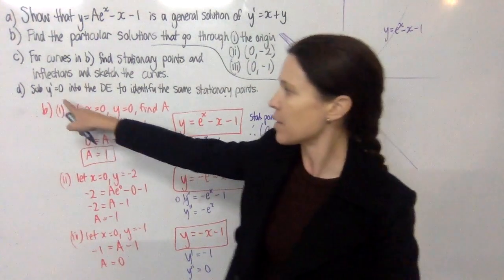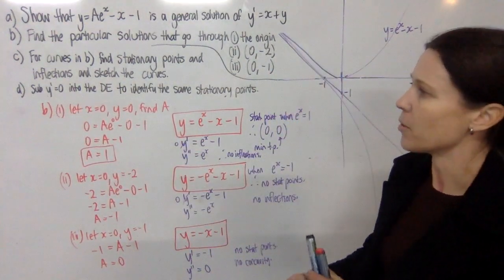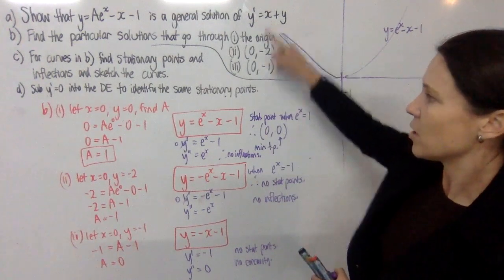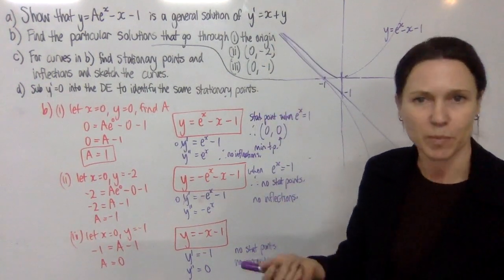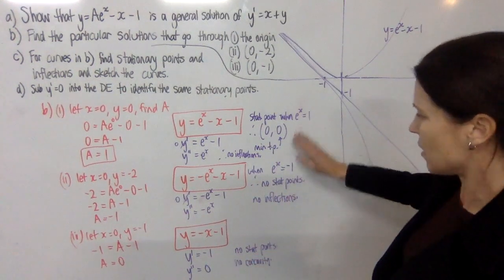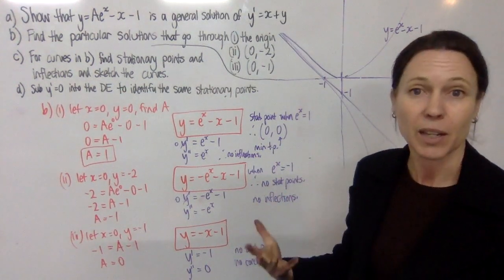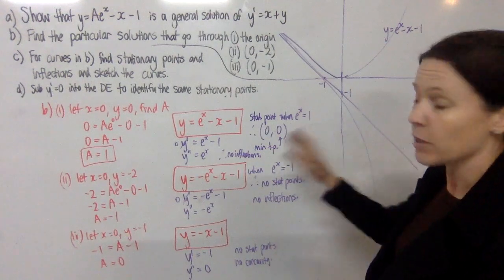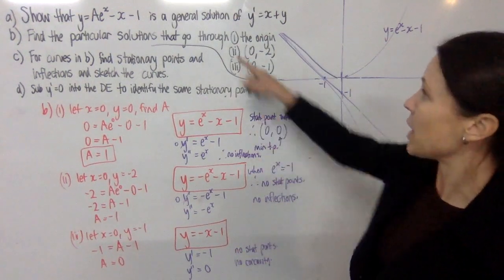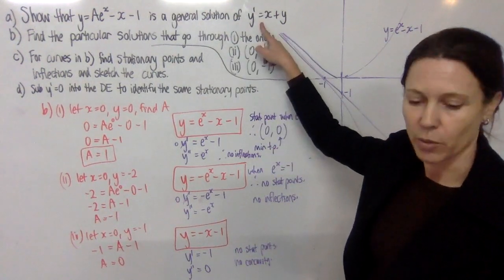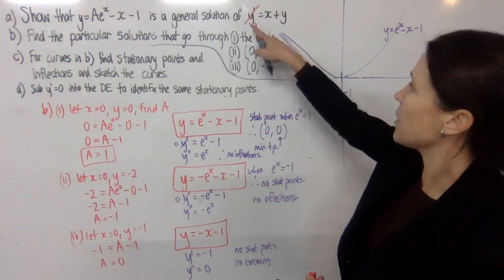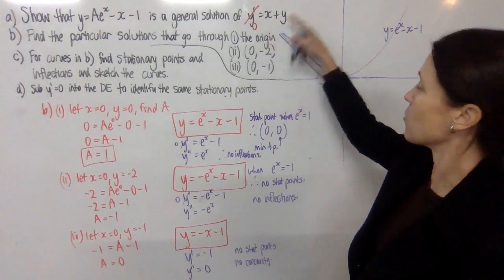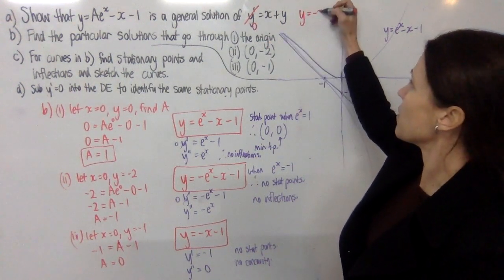Now, the last part says sub y dash equals 0 into the differential equation to identify those same stationary points. Now, the point of this is that we want to have multiple methods of doing the same thing. It wasn't hard to find these stationary points, but can we come up with a general rule for this, where the stationary points are for any solution to this differential equation? Well, if we let y dash equal 0, then we can see that if 0 equals x plus y, then y must be negative x.